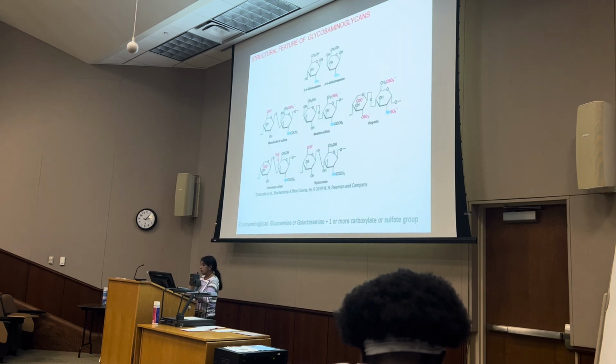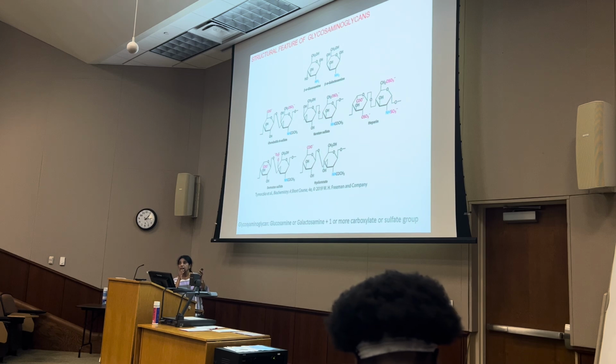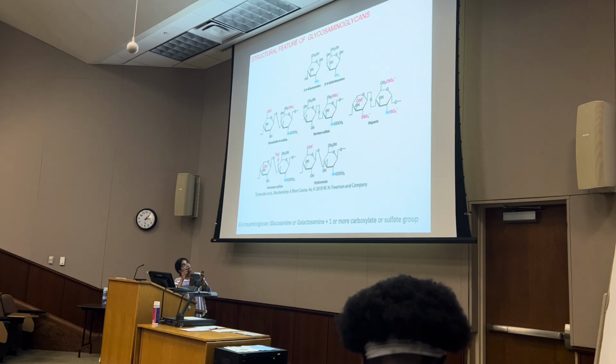So these are my two examples of the glycosaminoglycan structures, glucosamine and galactosamine. All proteoglycans will have a combination of these two, either of these two. They can be just glucosamine or just galactosamine, or they can be a combination. And then on top of that, they will have charge, one or more carboxylate or sulfate groups, a very specific negative charge.